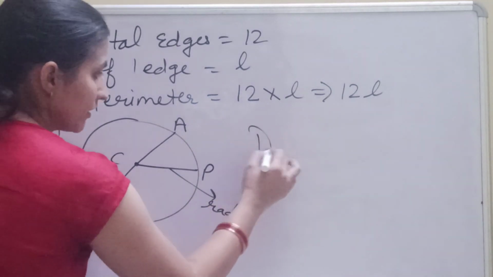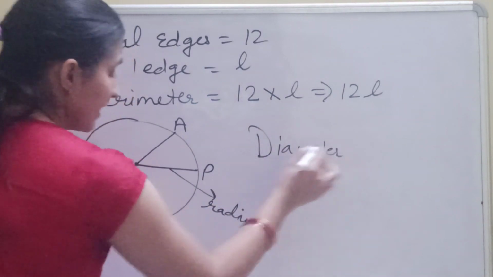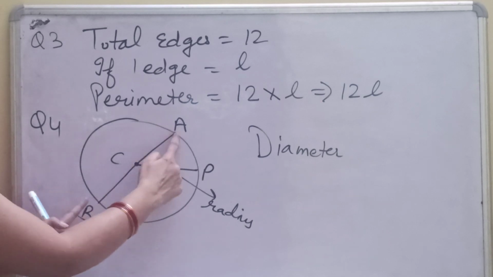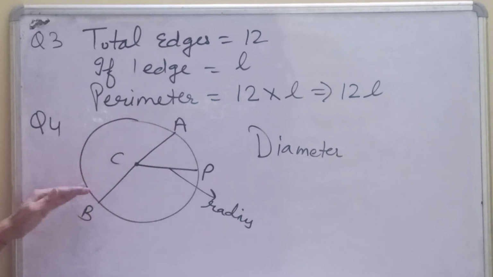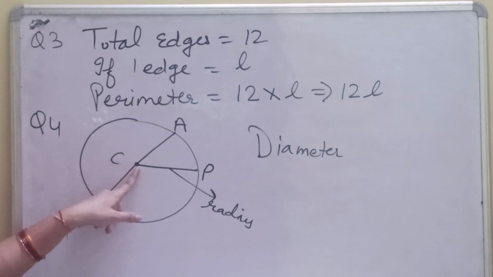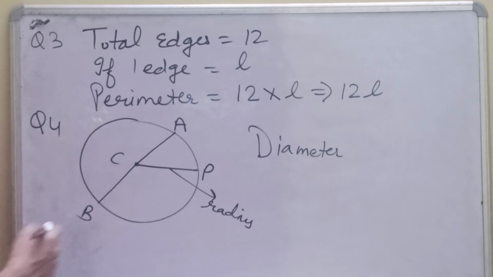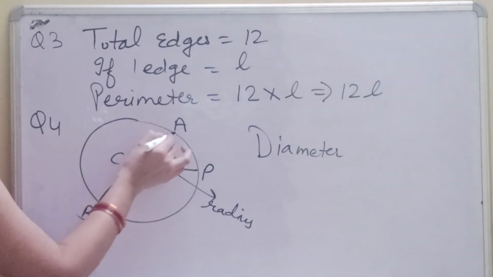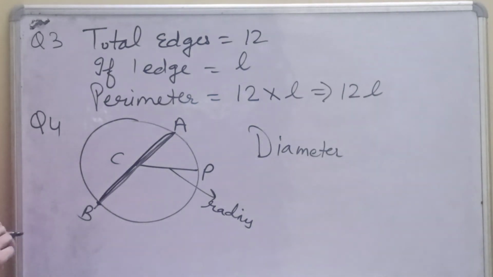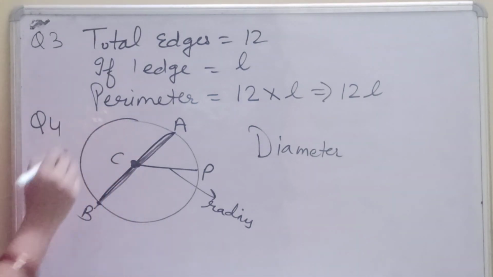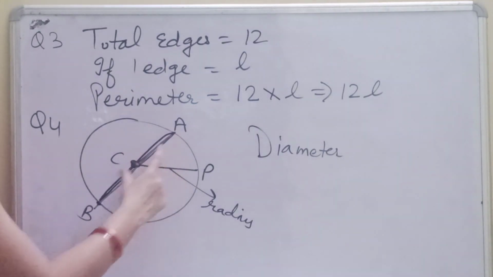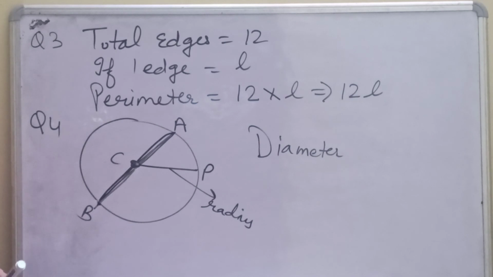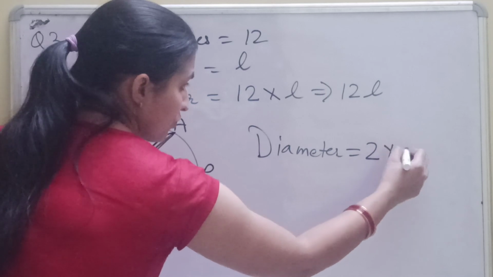Now what is diameter? Diameter is when we join 2 points on the boundary of the circle in a straight line and it must pass through the center, then that is the diameter. So this is your diameter. It is touching 2 points on the boundary of the circle and it is also passing through the center. So earlier we have said that this is the radius and this is also the radius. So 2 times radius we are having in 1 diameter.